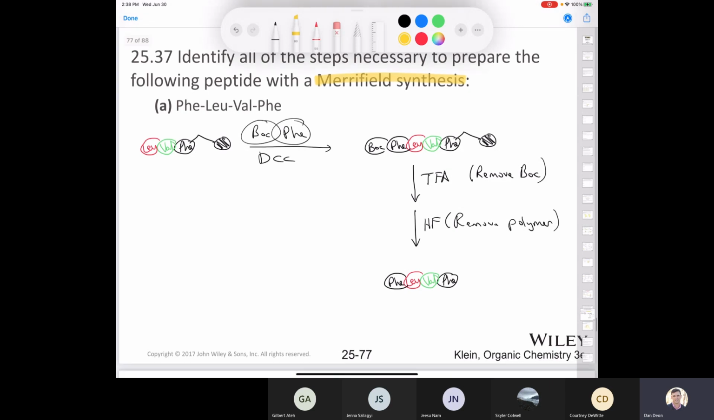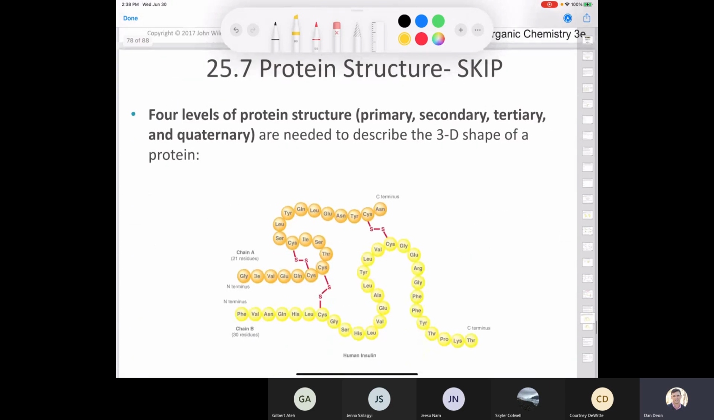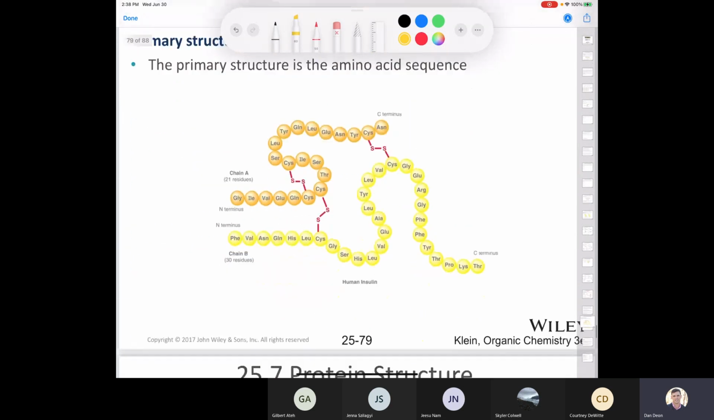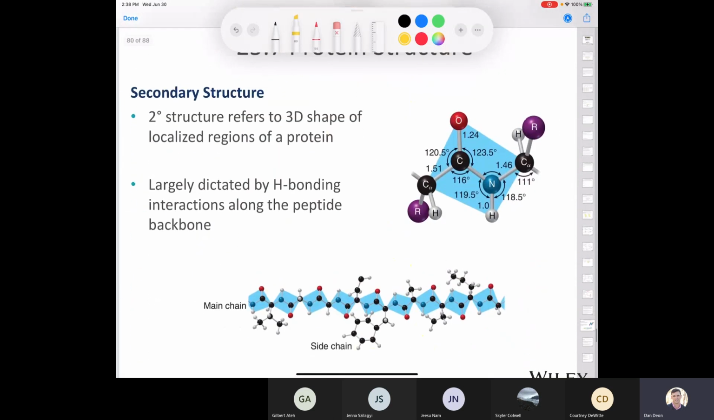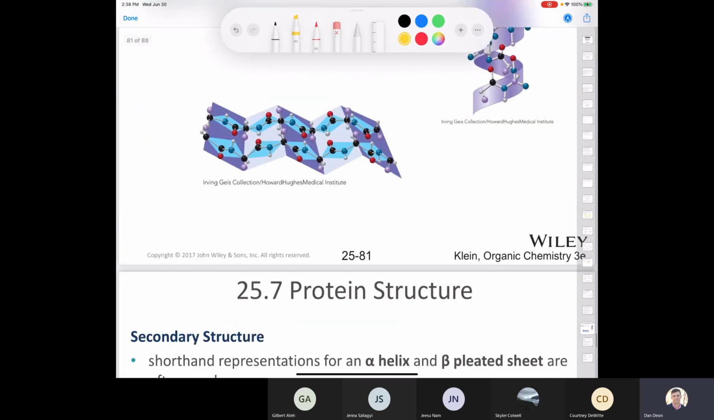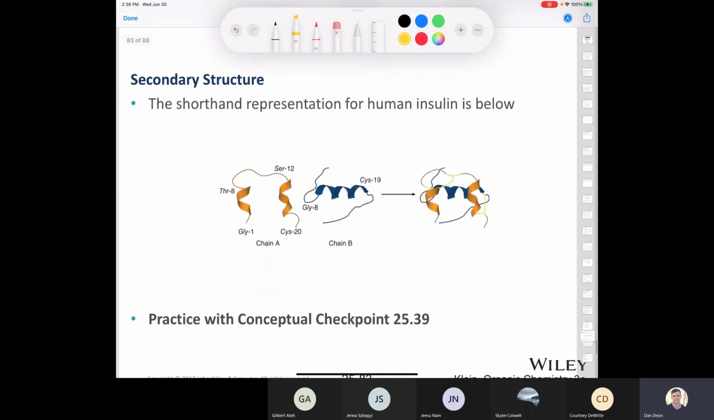All right, last couple of sections, which we're going to skip, deal with protein structure. I recommend taking a look at this if you plan on taking biochemistry later. So this section deals with primary, secondary, tertiary, and quaternary structure. Primary structure is just the order of the amino acids, the order in which they come in the protein. Secondary, that involves an alpha helix and a beta pleated sheet, and there's some information about alpha helices and beta pleated sheets.